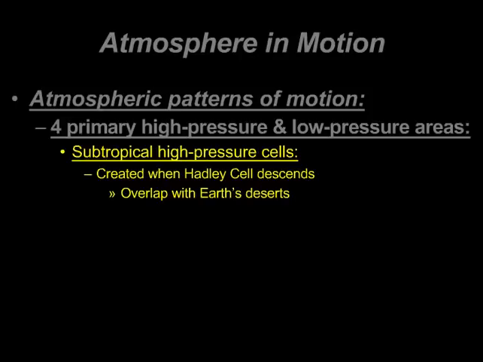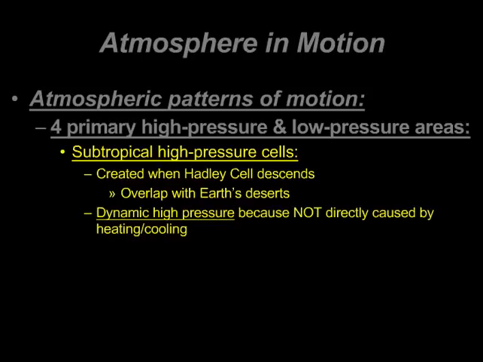The subtropical high pressures are created when that Hadley cell we talked about, when that dry air descends after it's essentially spewed out all of its moisture there in the equatorial low pressure zone. These overlap with the Earth's deserts. The Kalahari, the Sahara are all found in and dominated by subtropical high pressure zone areas.